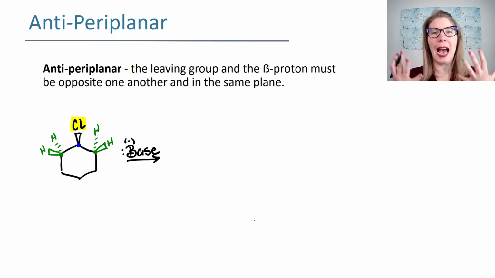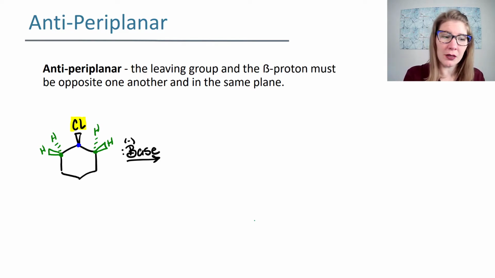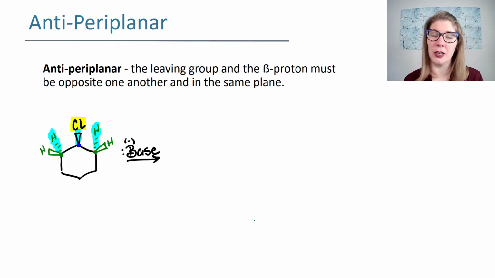So if the chlorine is coming out of the plane of the page, then in order for the beta hydrogen to be opposite that, the hydrogen needs to be going behind the plane of the page. What this means for us is if the chlorine is wedge, the proton that we're abstracting when we're on a ring needs to be dash. So this proton is one you could abstract, and this one is one you could abstract. Whereas the protons in front, that are on the same face of the ring as the chlorine, are not going to be able to be abstracted.